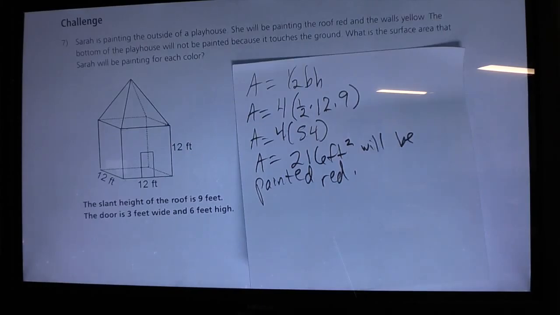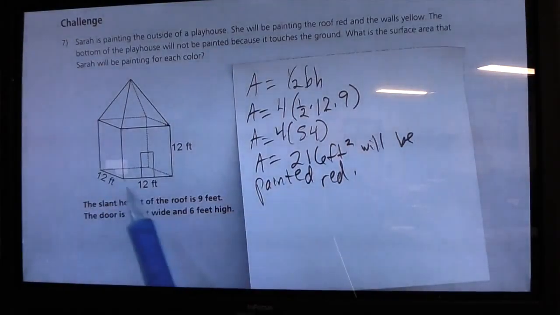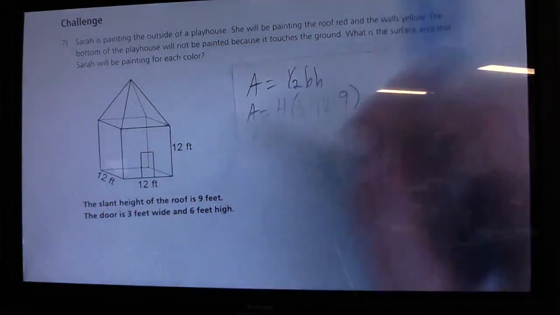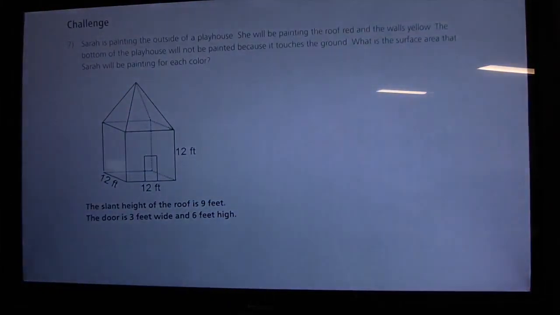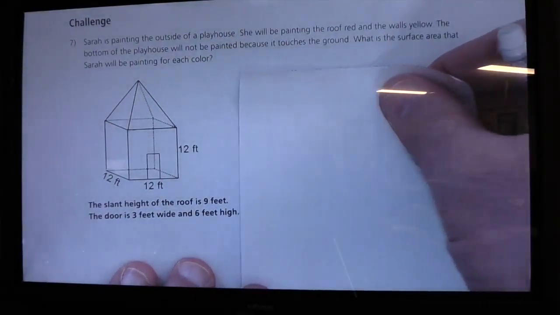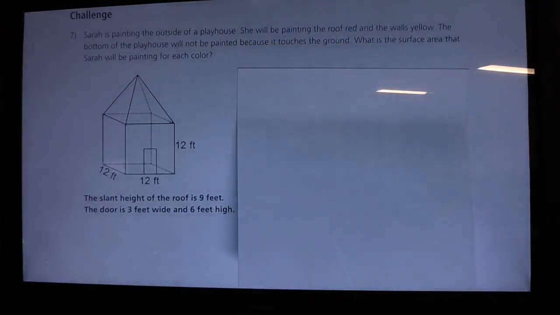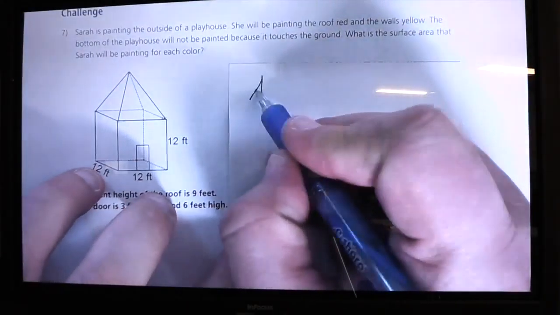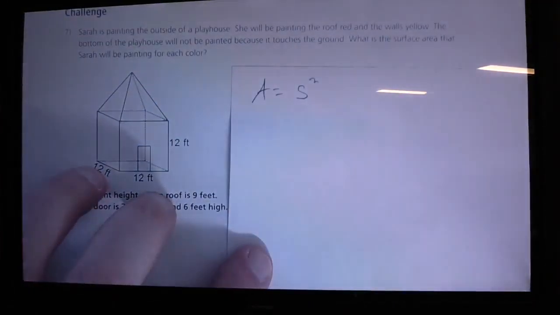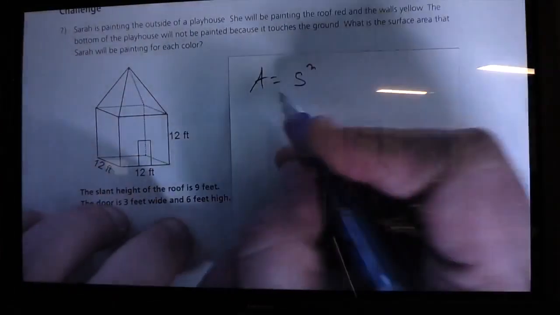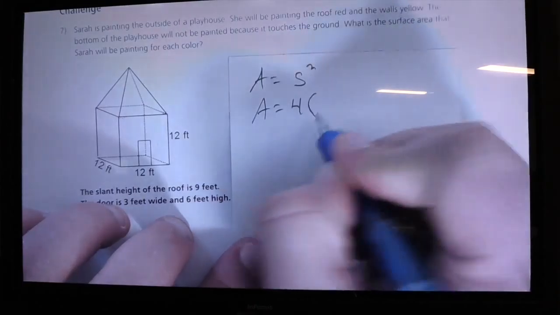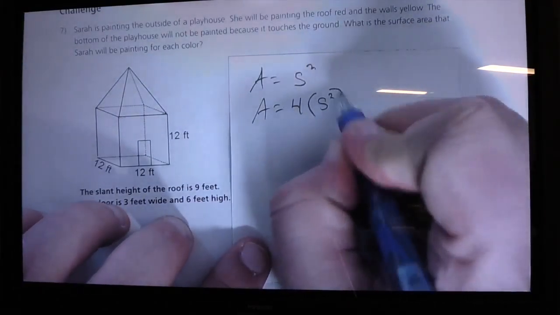Now, each of these walls is 12 by 12, and there's 4 of them. So that tells me it's a square. 12 by 12 tells me it's a square. And since there's 4 of them, I'll just multiply the formula for finding the surface area of a square by 4. So I'm going to say area equals side squared for just one square. But since we have 4, I'm going to say 4 times side squared.